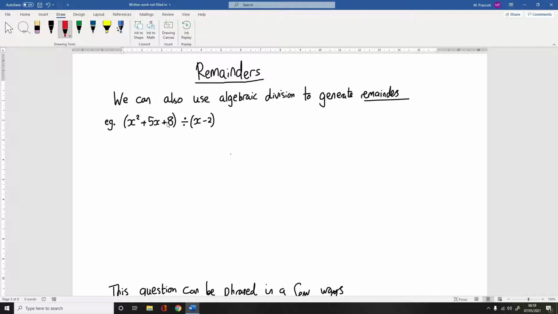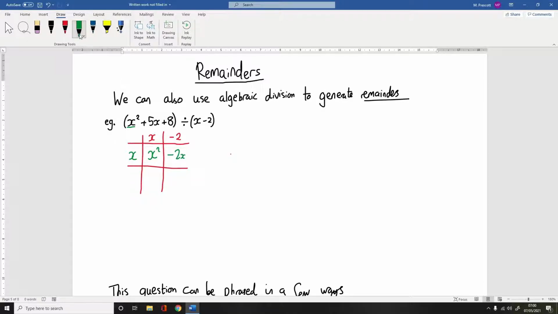We want to do x squared plus 5x plus 8 divided by x minus 2. So we should know by now that this entails setting up a grid, and we are dividing by x minus 2, so that's going to be the rows, the columns of our grid, and we're going to obviously have to fill something in underneath. What goes where? Well, the biggest power goes in the top left. That means that this number here is going to be x, because x times x gives x squared, and this is going to be minus 2x.